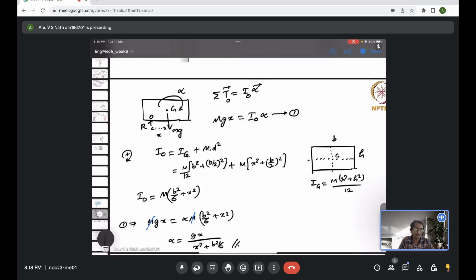If it was moving, then I shouldn't have done this. I should ideally choose the moment about G. Then of course the force R, the reaction force, will create a moment. To solve that, I need to consider the force balance equations as well. I hope that is clear, not confusing you. If it is, please let me know, I will repeat that again. So I hope that is clear. So we'll move to the next problem.